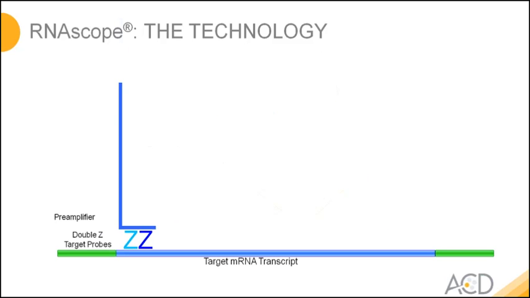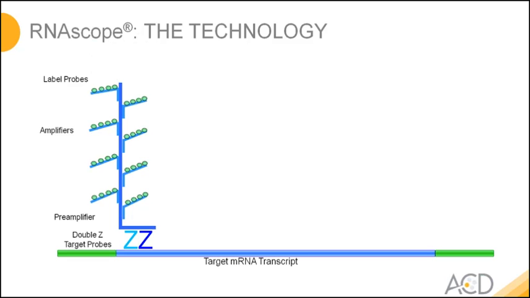This preamplifier is, in the bottom part, complementary to tail 1 and tail 2, and the stem, the upright part here, is a highly repetitive sequence that in turn can be loaded with many amplifiers, and each amplifier in turn can be loaded with many labeled oligos. The label on the oligo can be a conjugated enzyme, like horseradish peroxidase or alkaline phosphatase, which you use to convert a chromogenic substrate. It can also be a fluorescent dye. What you see here is that it definitely gives you a huge signal boost, but that's not the only trick.